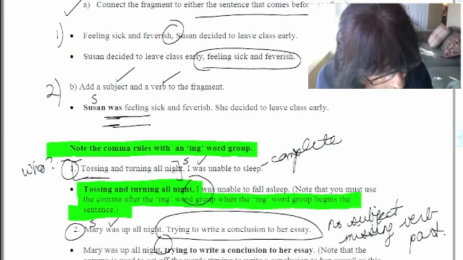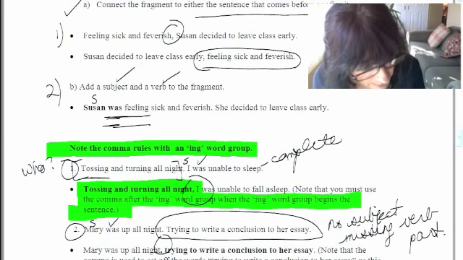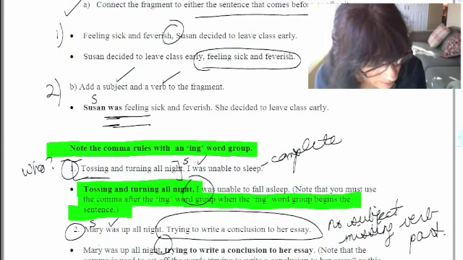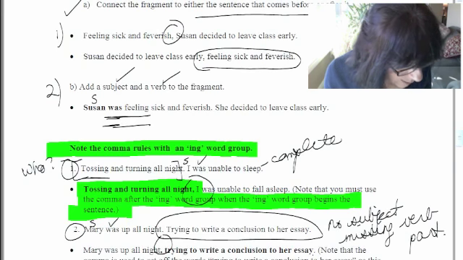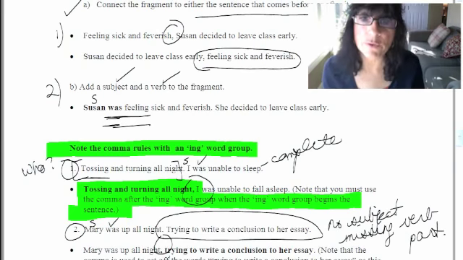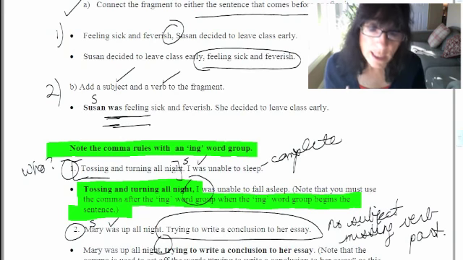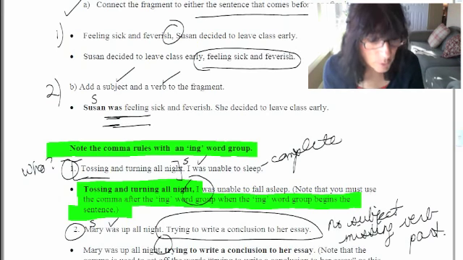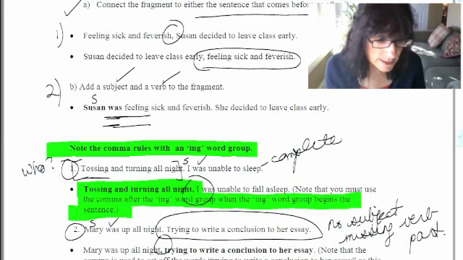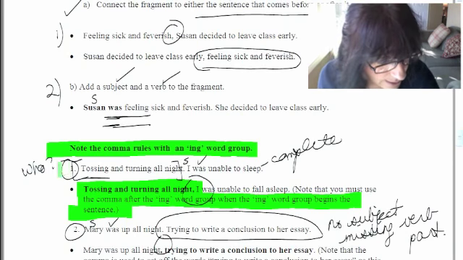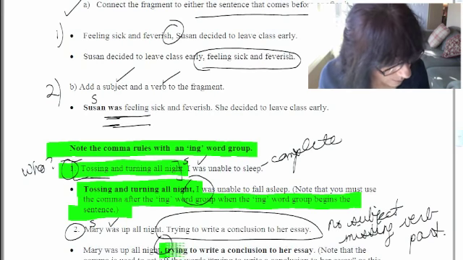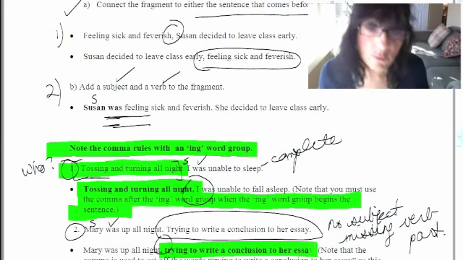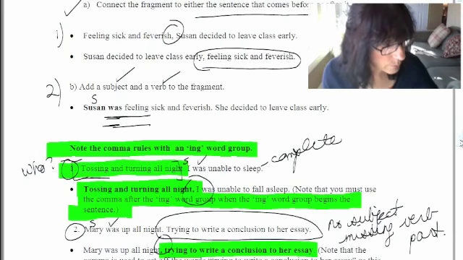So in this number one sentence, you added the ing word group at the beginning of the sentence, so you put the comma here. But in the second sentence, you added it at the end, the ing word group, trying to write a conclusion to her essay, so you have to put the comma before it. So you always have to have a comma either in front or after that ing word group because it's called extra material. And in this case, the extra material was added at the beginning, tossing and turning all night. And in this one, you added it at the end. So in both cases, you need to follow the comma rules.